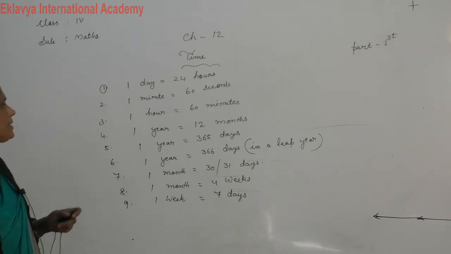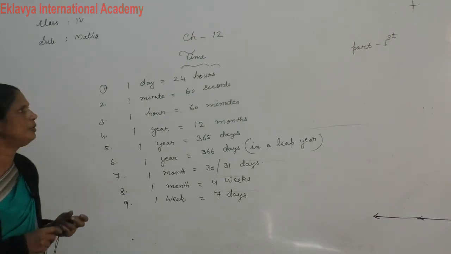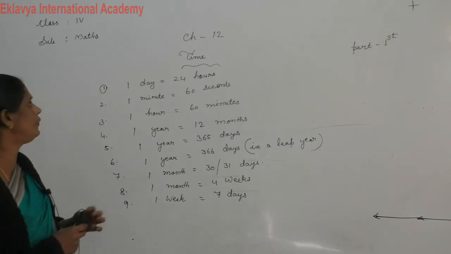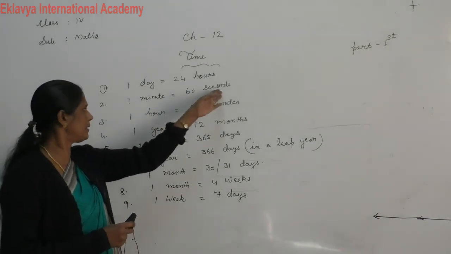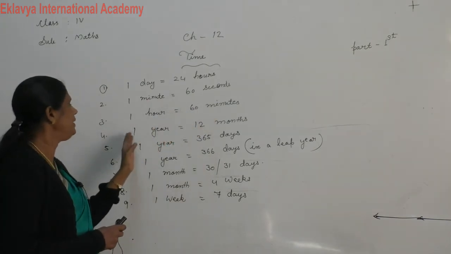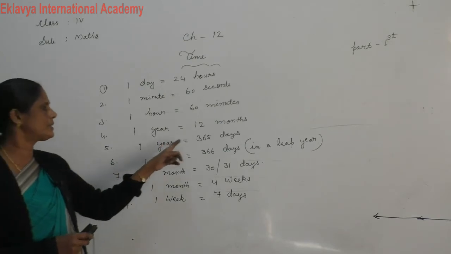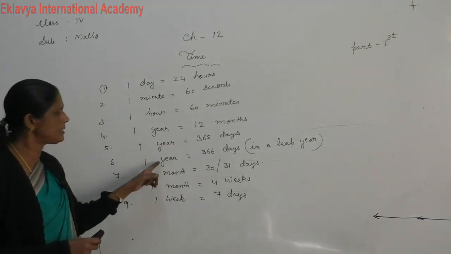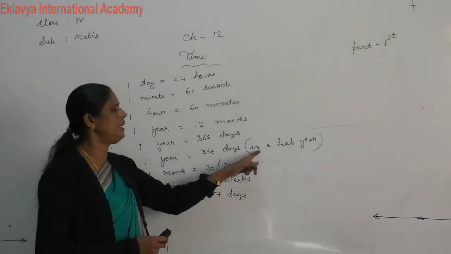Okay. Again we will learn the formulas. 1 day is equal to 24 hours. How many hours in a day? 24 hours. 1 minute is equal to 60 seconds. 1 hour is equal to 60 minutes. 1 year is equal to 12 months. 1 year is equal to 365 days. 1 year is equal to 366 days in a leap year.